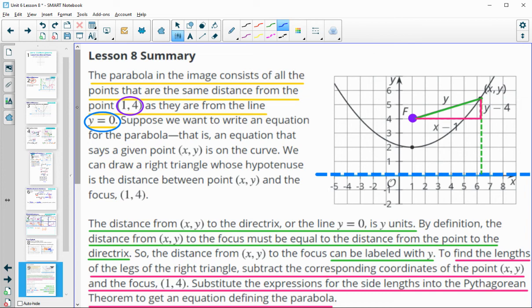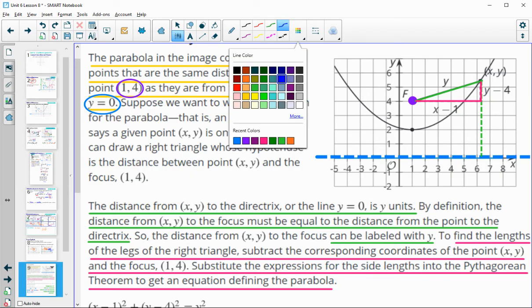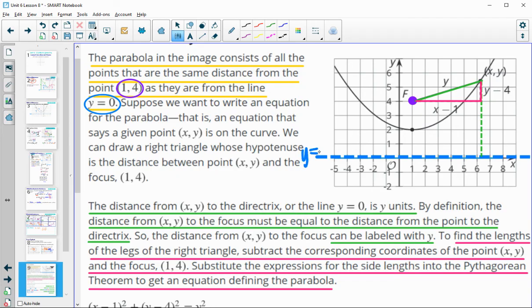All right, so then here is the summary. We've got a parabola as the image that consists of all points that are the same distance from a point and from a line. That point being the focus, the line being the directrix. The distance from a point to the directrix is y units when that directrix is y equals 0. So then the distance to the focus by definition must be the same. So the green solid line and the green dotted line are the same distance.